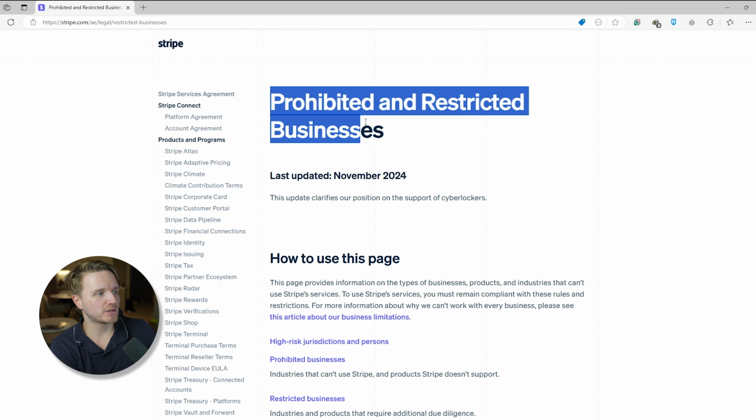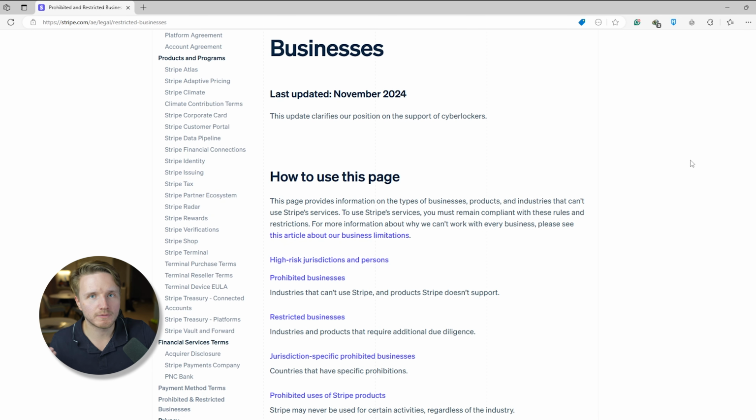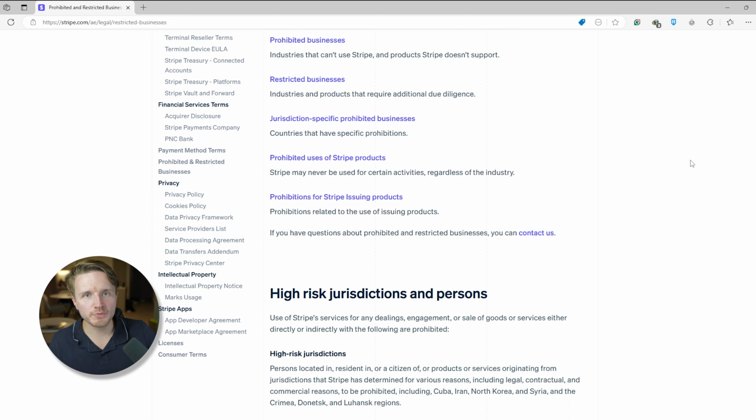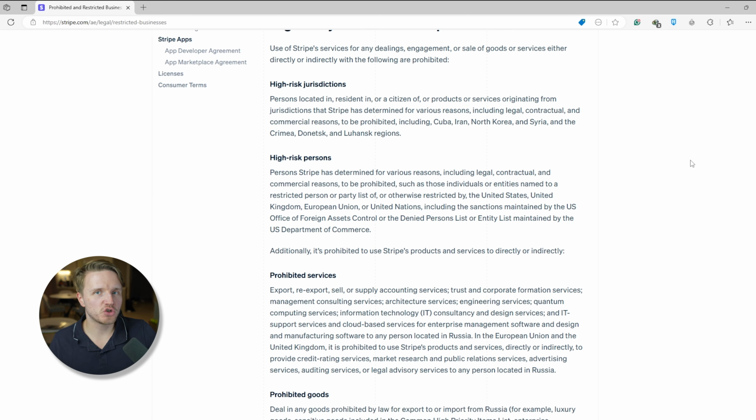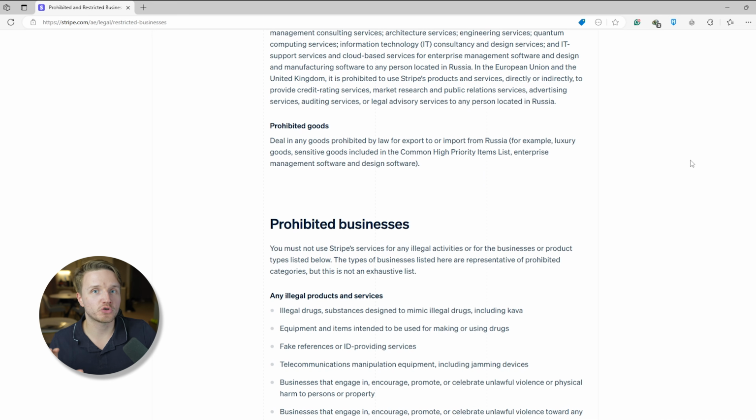And I would highly recommend you read through this Stripe prohibited and restricted businesses article over here. For example, if you run any kind of gambling services or anything like that, also crypto businesses, I've heard people having issues with this. So I would highly recommend you read through this and just keep that in mind.